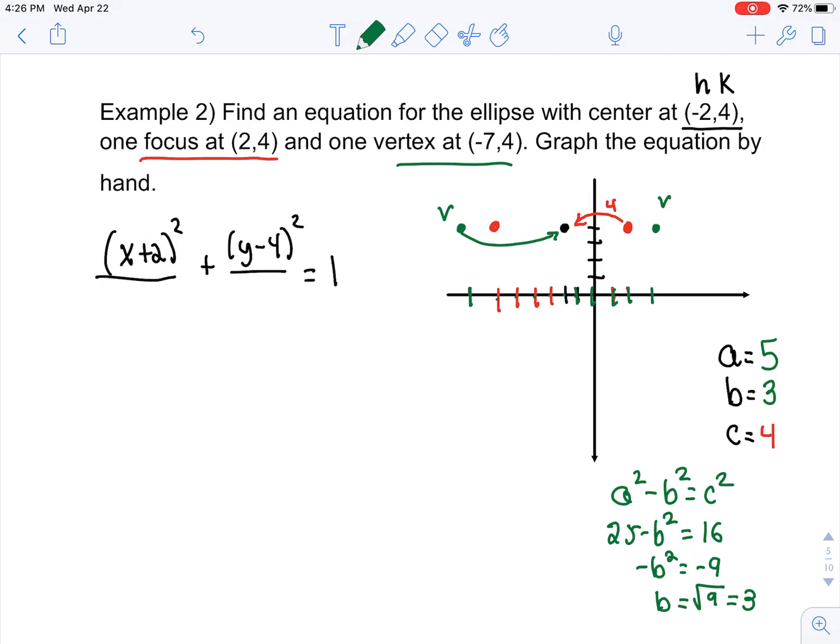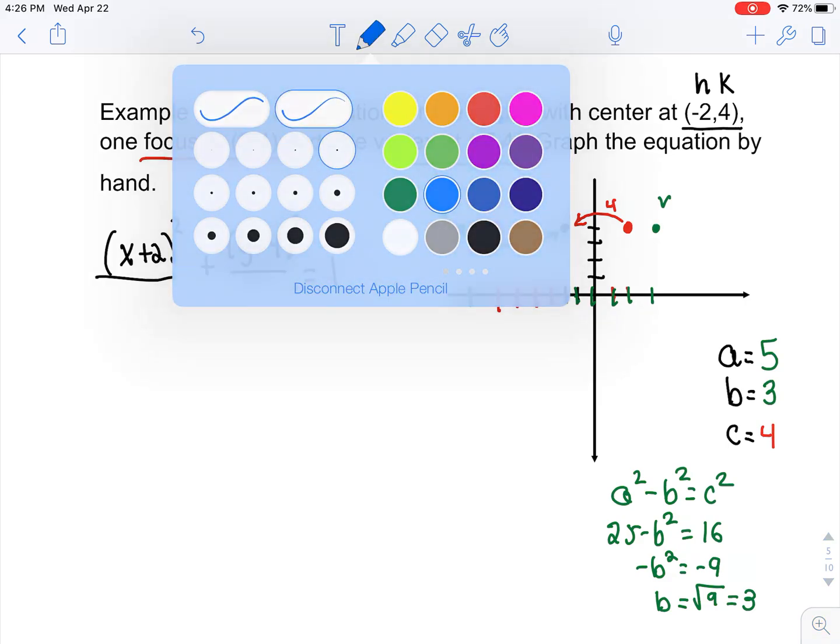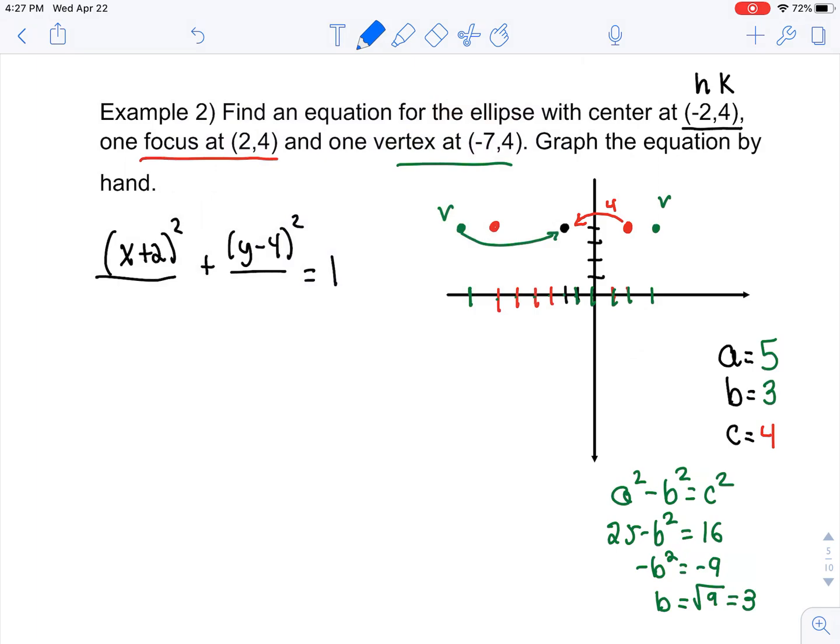The B value is going to take us to our covertices. Since the vertices are horizontal, those covertices are going to have to be vertical. So from that center, I'm going to go up 1, 2, 3 and plot that covertex. And then I'm going to go down 1, 2, 3 and plot that covertex. And I have enough information now to actually draw my ellipse. So connecting my vertices and my covertices, I have a pretty decent ellipse there.